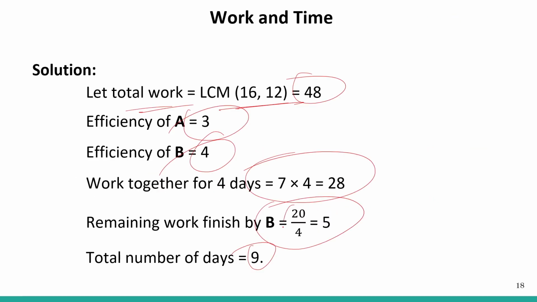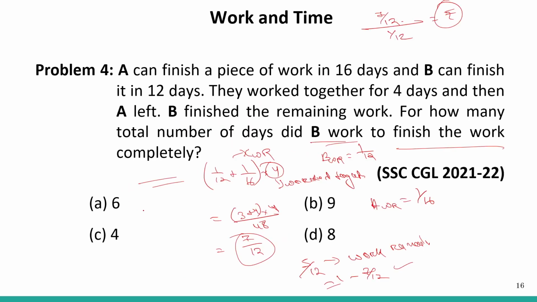So it will actually take 20 by 4 is equal to 5. Okay. So total number of days will be 9. Okay, I think there is a mistake here. I think this is not 9. This will be 7. Okay. And 7 will be the correct answer.